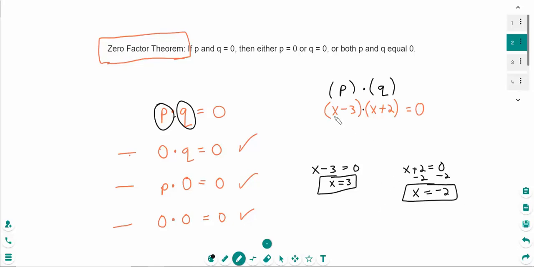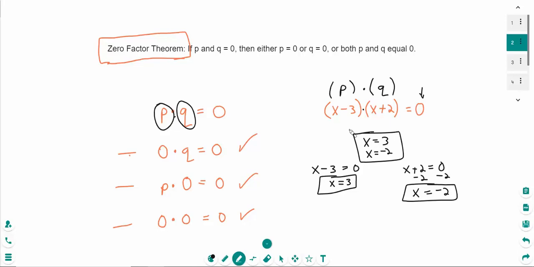So either this x has to be 3, in which case this first sum would be 0, or this x has to be negative 2, in which case the second sum would equal 0. And that way, in both cases, we would get 0 when we multiply. All right? So for this particular equation, I can say that there are two solutions. The solutions are x is equal to 3 or x is equal to negative 2. Those are the two solutions.